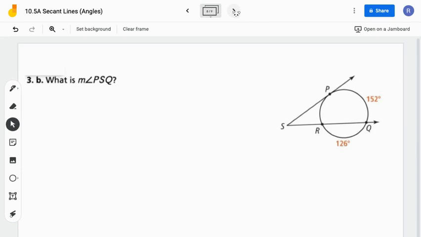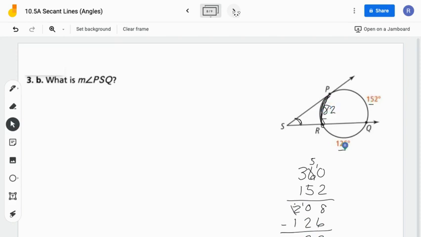Here's another one. We have outside of the circle. We want to find this angle. Now you'll notice in this one we're missing this arc right here. How can I find this arc? Our whole circle has to be 360. So let's find what we're missing there. Well, we're going to take 152 away from it, and then we're going to take 126 away, and we're going to find out what we have left. So we know that this must then be 82. All three of these together have to add up to 360.